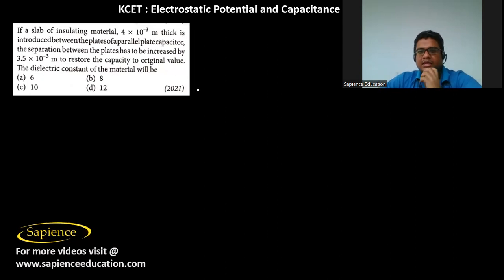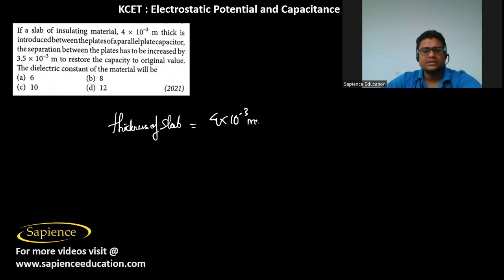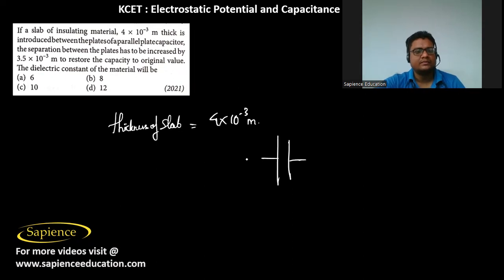Then here it is told, if a slab of insulating material 4 into 10 power minus 3 meters thick is introduced in between the plates of a parallel plate capacitor, the separation of the plates has to be increased by 3.5 into 10 power minus 3 meter to restore the capacity to the original value.